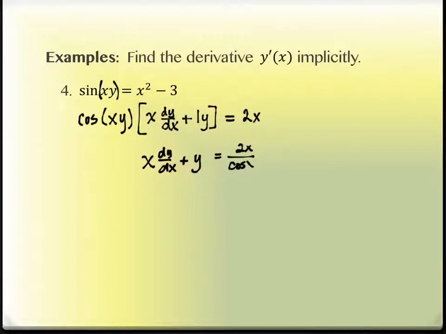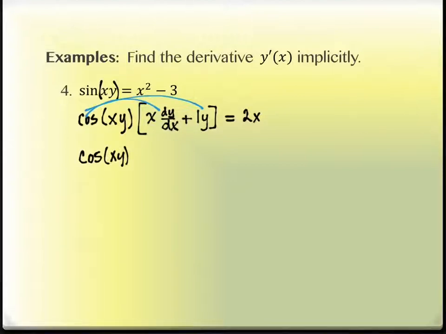It's not bad. It's not that you can't do this problem this way. You're just going to have a lot of cleanup at the end. What I would be more apt to do would be to distribute like this to start with. So I end up with the cosine of xy times x dy dx. I'm going to put the x at the beginning and then the dy dx at the end. Not because it really matters, but that's just where I'm used to seeing them. And on the other one, I would have y times cosine xy equals 2x. So that's what the distribution step would look like.